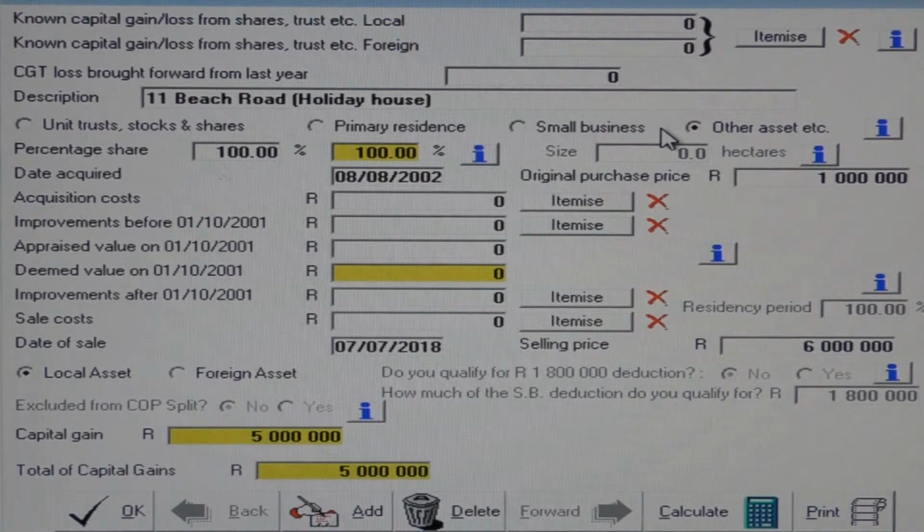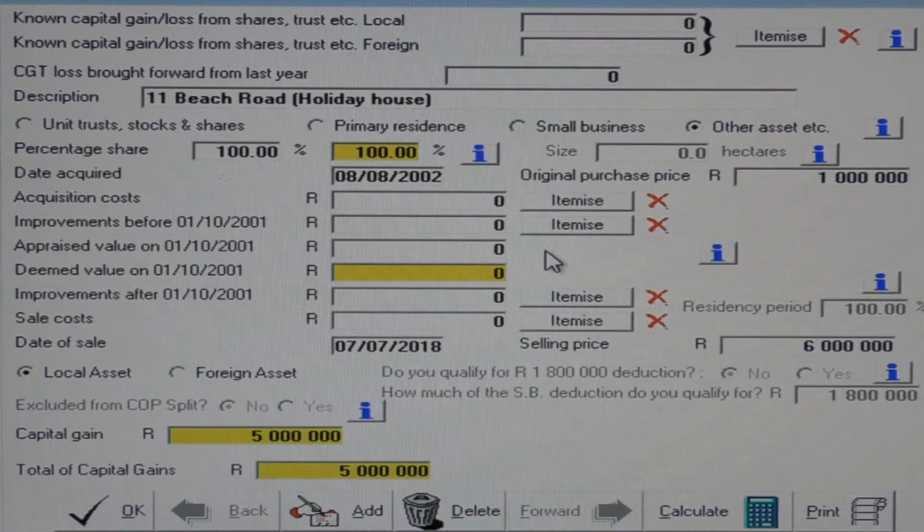Different exclusions and exemptions apply to the disposal of different types of assets. So the nice thing about this calculator is that we can simply select the different types of assets by clicking on these buttons, and all the appropriate laws will be applied. You can see that we have selected this particular asset as an other asset, as it is a second property as opposed to a primary residence or a small business sale.